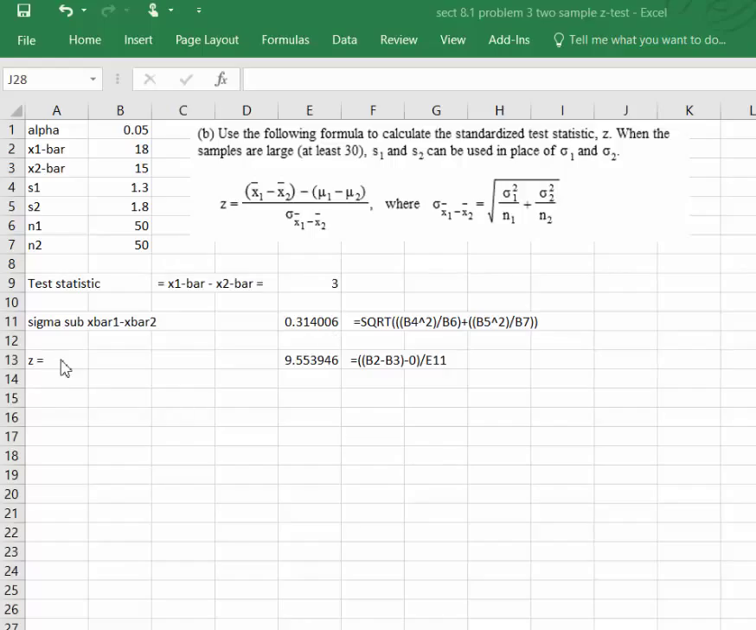Then we solve for the standardized z. And that's this equation here where we've already solved for this. And so that makes the Excel formula a lot simpler. It's just, again, our test statistic, B1 minus B2 minus 0, divided by the value that we got for our sigma pooled. And that is 9.533.